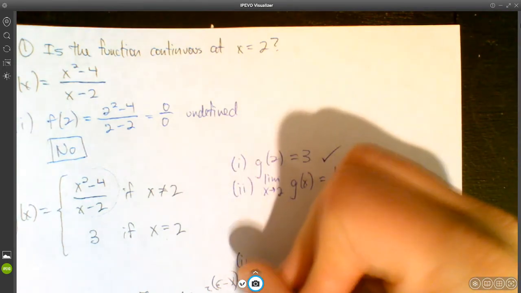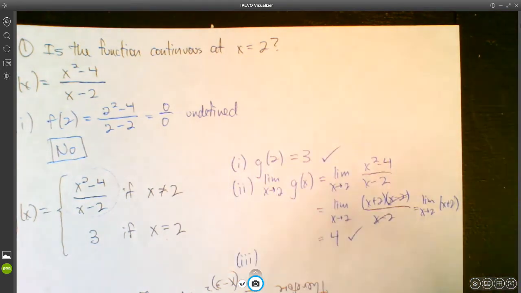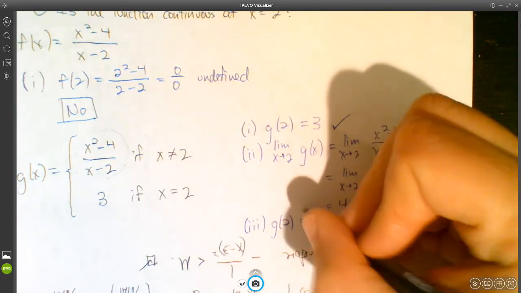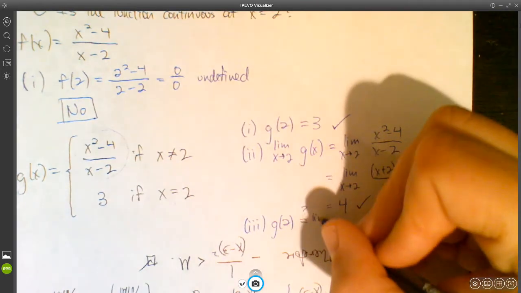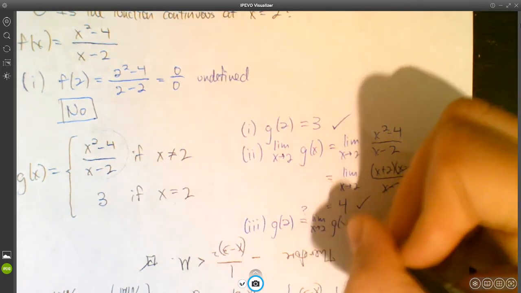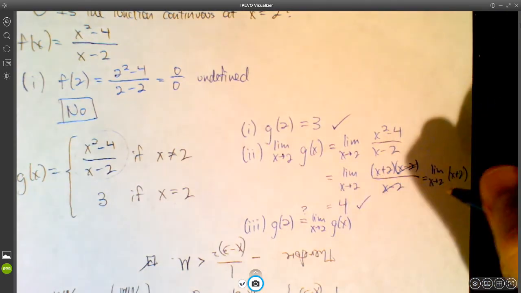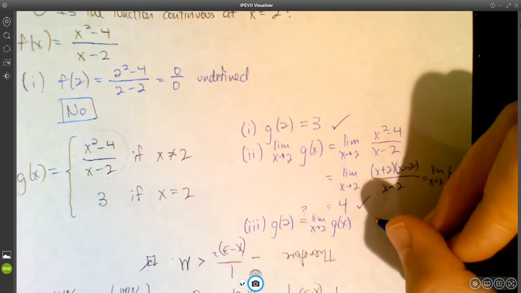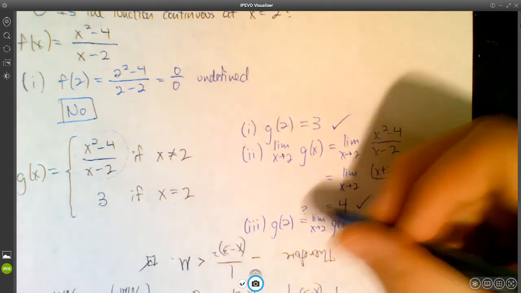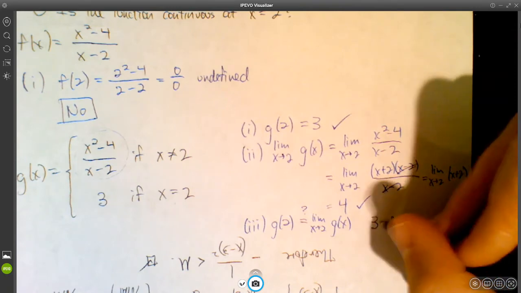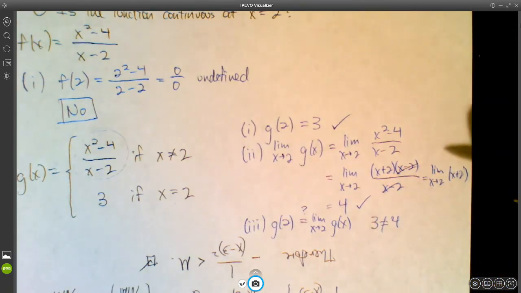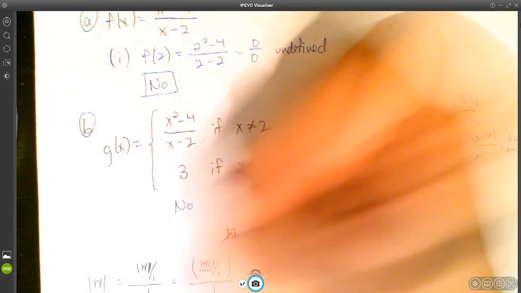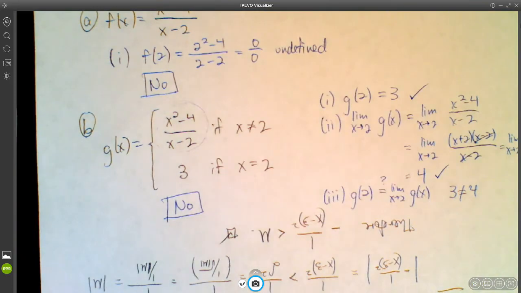Now condition 3 is that those two values need to be the same, right? So we want to know, does g of 2 equal the limit as x approaches 2 of g of x? And the answer is no, right? This condition is not met because g of 2 is 3, and the limit as x approaches 2 of g of x is 4. So the answer to part B, is this continuous at x equals 2? The answer is no.